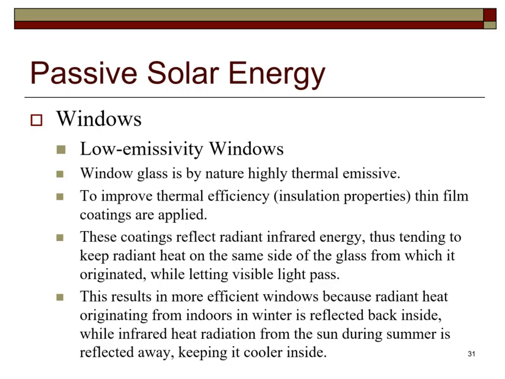Low emissivity windows. Window glass is by nature highly thermally emissive. To improve thermal efficiency and insulating properties, thin film coatings are applied. These coatings reflect radiant infrared energy, thus tending to keep radiant heat on the same side of the glass from which it originated, while letting visible light pass. This results in a more efficient window, because radiant heat originating from indoors in the winter is reflected back inside, while infrared heat radiation from the sun during the summer is reflected away, keeping it cooler inside.